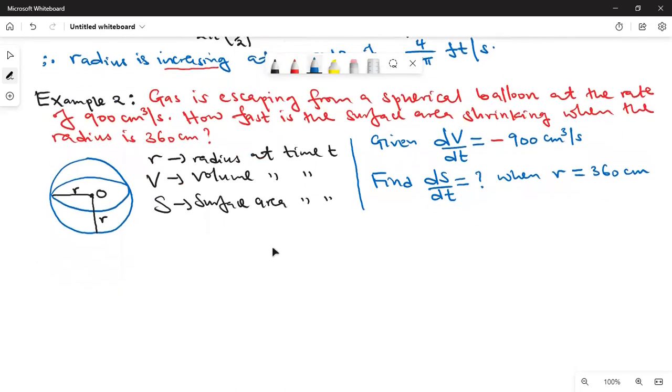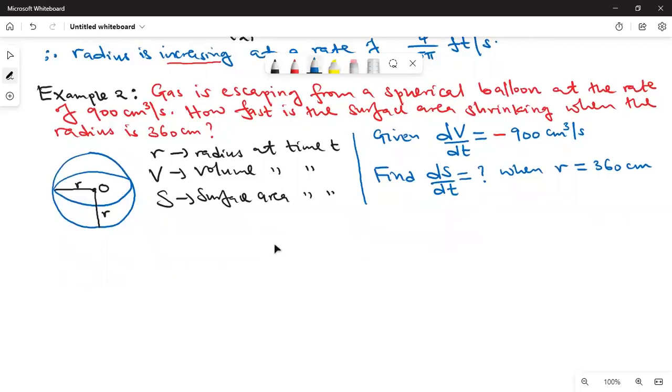We need an equation relating V, R, and S, or simply V and S. For us to get the relation between V and S, first of all, we need to know how to find the volume of a sphere and how to find the surface area of a sphere. So we start with volume. We know that the volume of a sphere is given by 4/3 pi r cubed. That is the formula for finding the volume of a sphere.